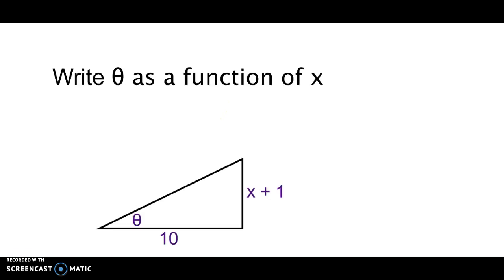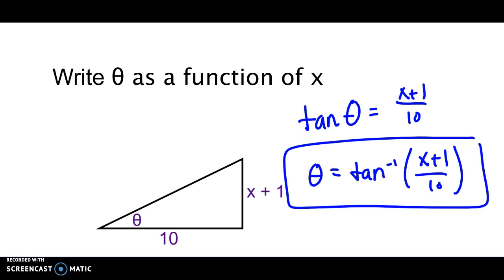Last one, write theta as a function of x. Go ahead. All right, here's my theta as a function of x. So I first wrote tangent of theta is x plus 1 over 10. So to solve for theta, I took the inverse. So I have theta is inverse tangent of x plus 1 over 10.